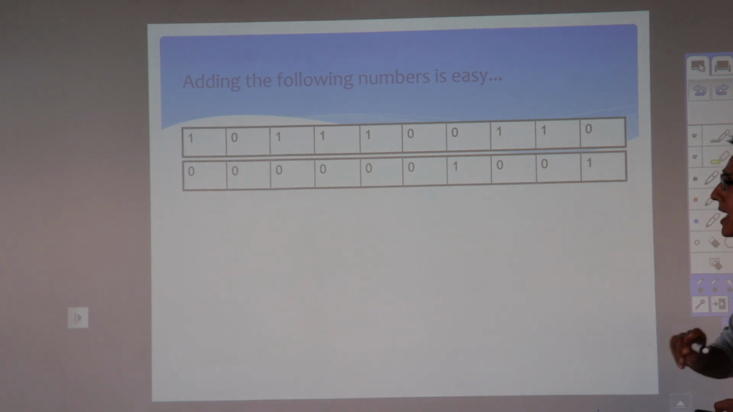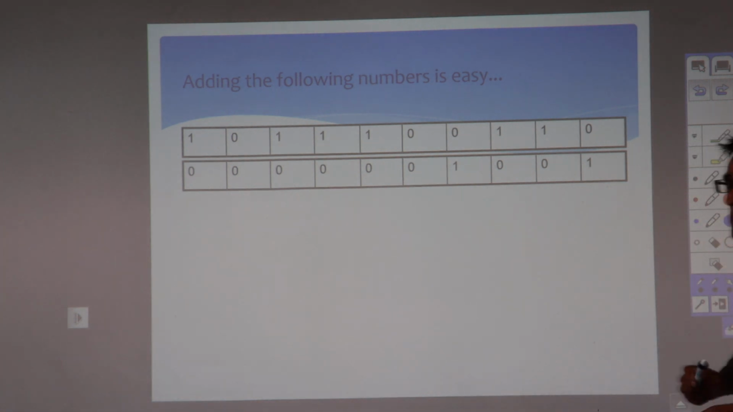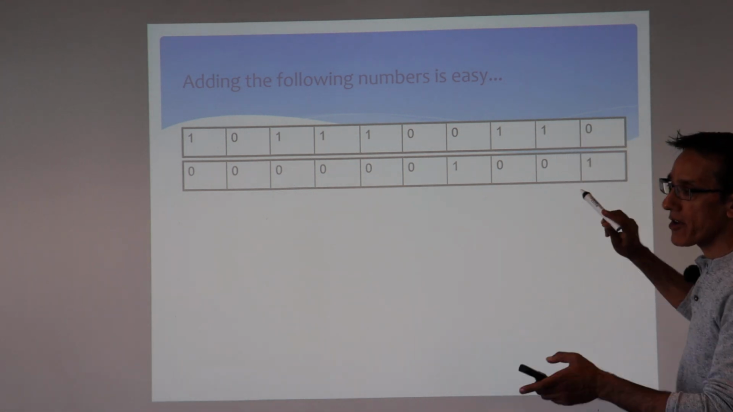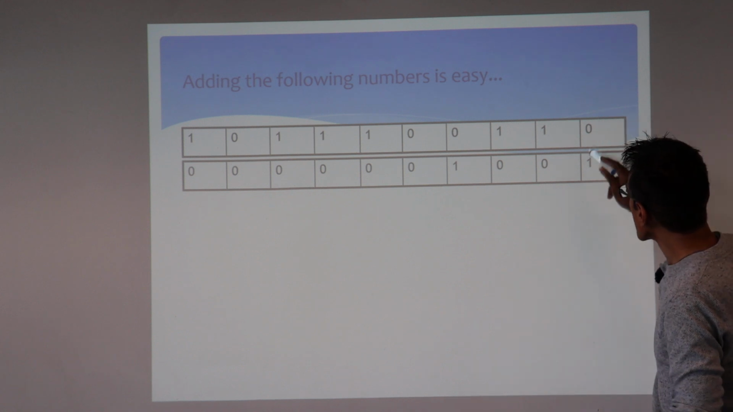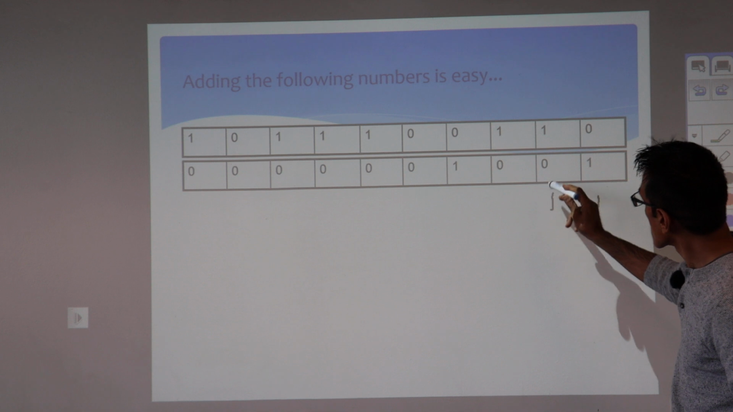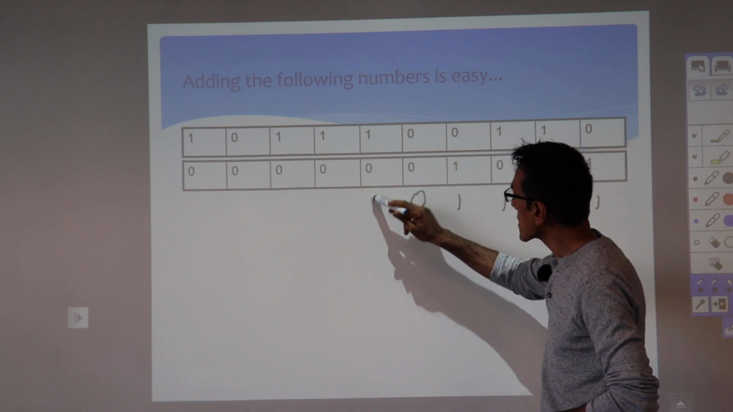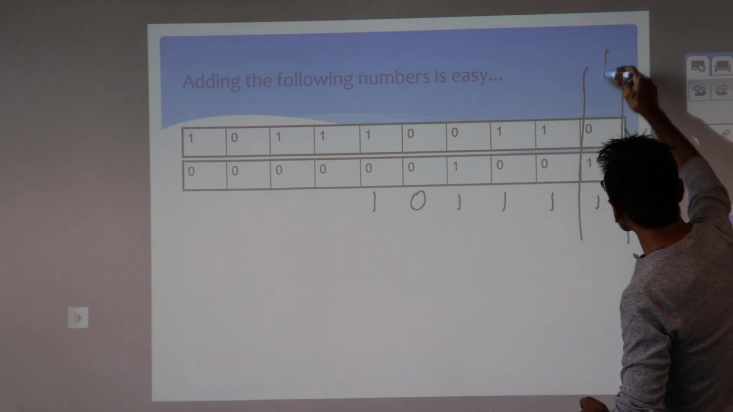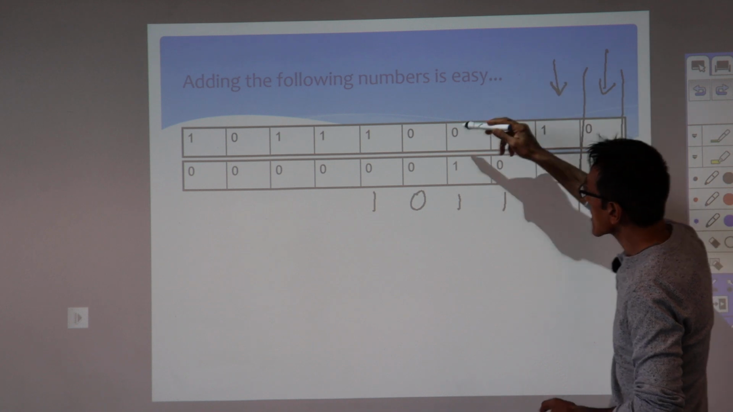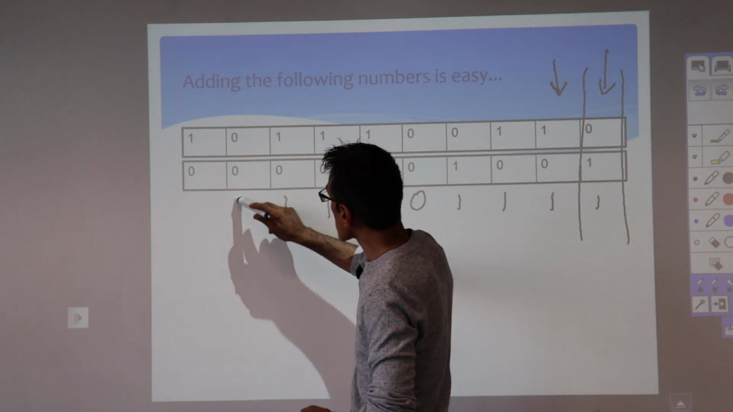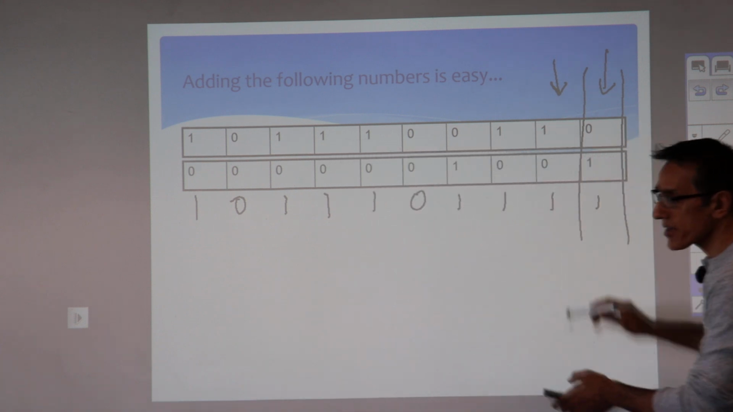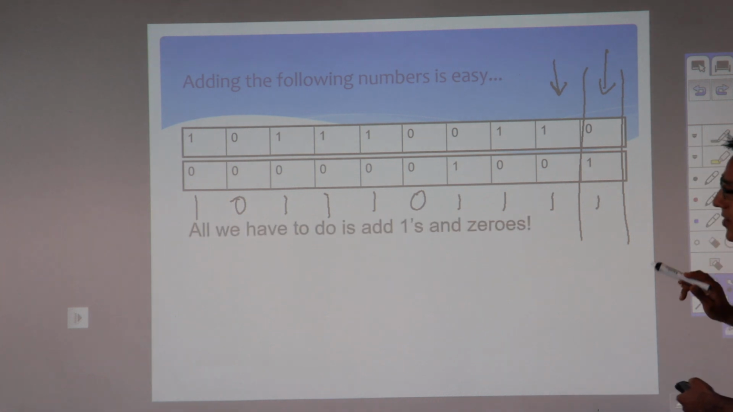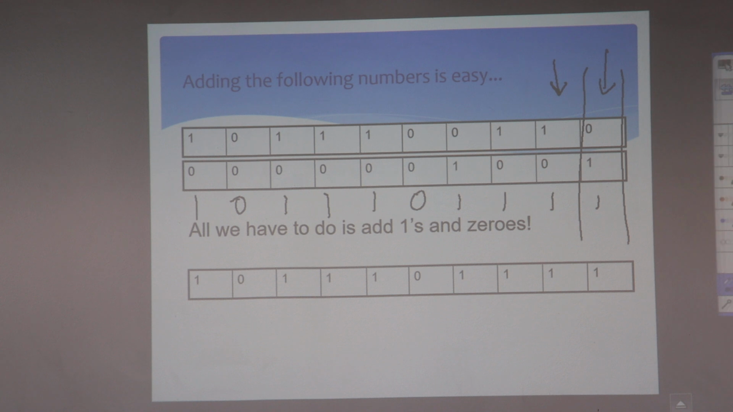Okay, let's add these numbers. These are two binary numbers and we're going to do the addition of them. It's a straightforward one. There's nothing to carry. Start on the right hand side, then move along, and just add the numbers as you go. All you've got to do is add the ones and zeros. That's it.